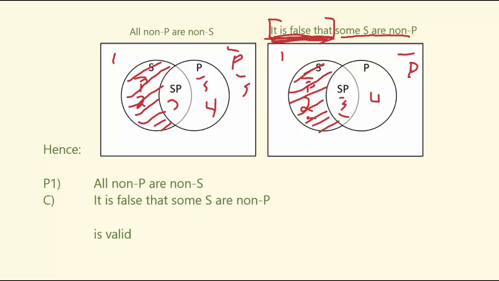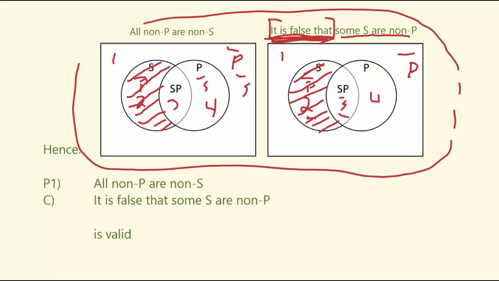And notice that what our Venn diagrams then show us is that these mean exactly the same thing. It wasn't clear that they do, but now we see that it does. So since they mean the same thing, it's clear that the conclusion does in fact follow from the premise.